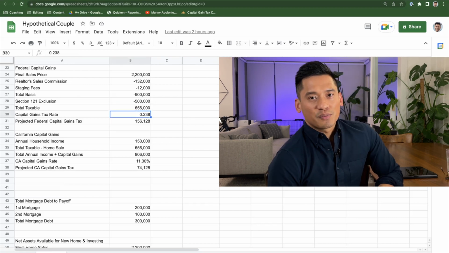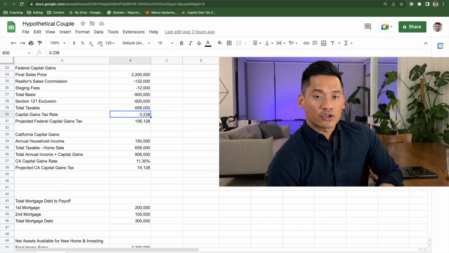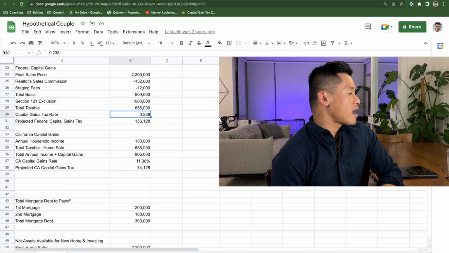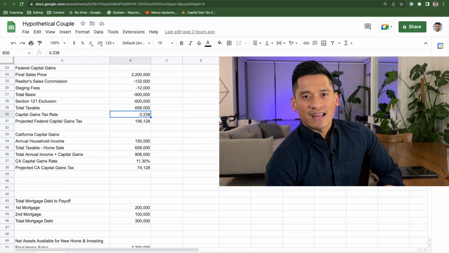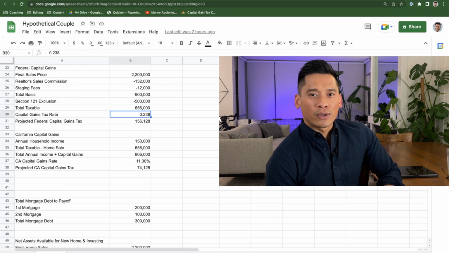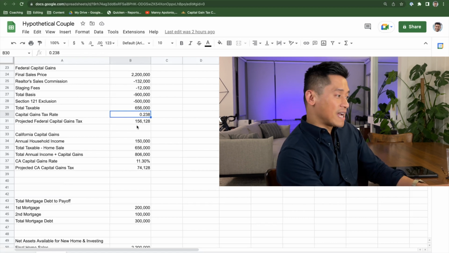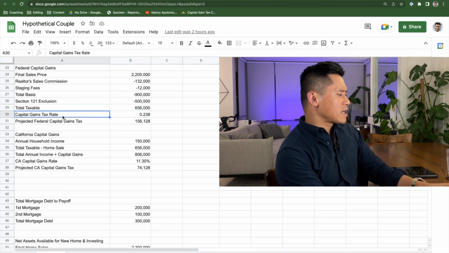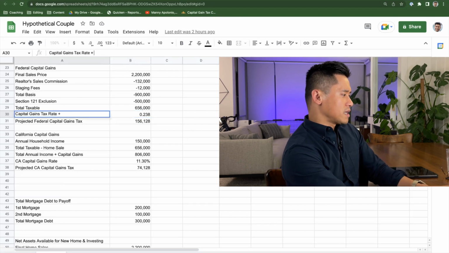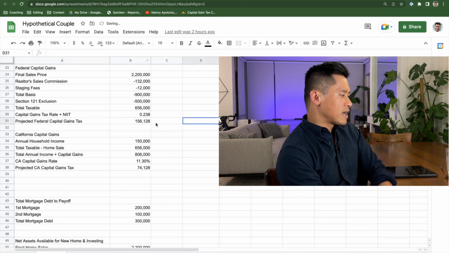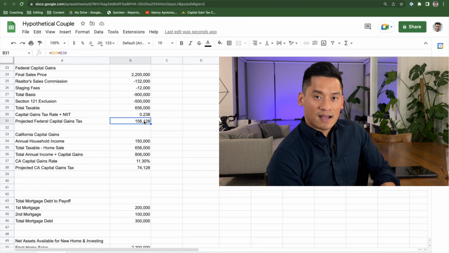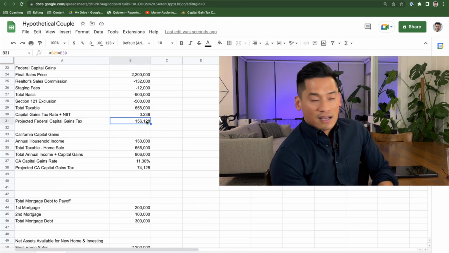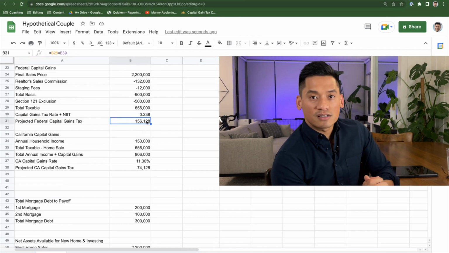This couple is going to be pushed into the 20% capital gains tax rate for long-term gains. On top of that, this gain for this specific year is going to push them into something called the net investment income tax, which is 3.8%. So capital gains tax rate, we'll do this plus NIIT, just so we have it there. That means come next April, when it comes time to pay taxes, they're going to need to have about $156,000.